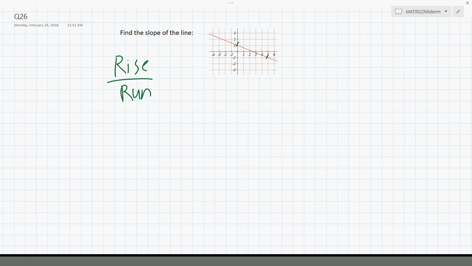And this point over here is a dot, right? So I could do this as 0, 1, and 5 and negative 1. And I could do the whole y2 minus y1 over x2 minus x1 to do the math of it, or I could count them.